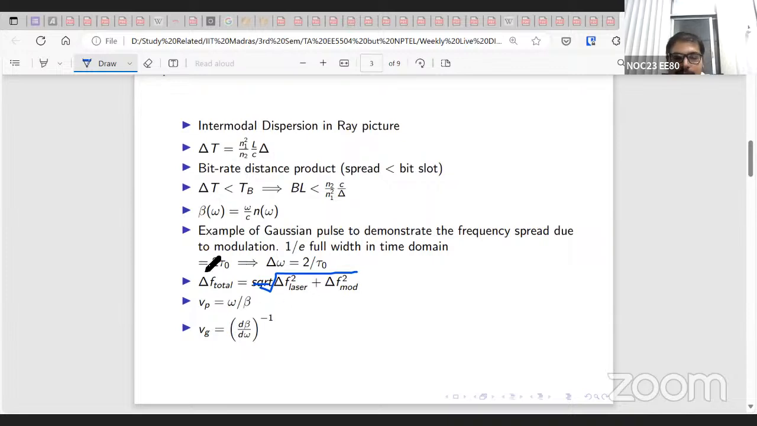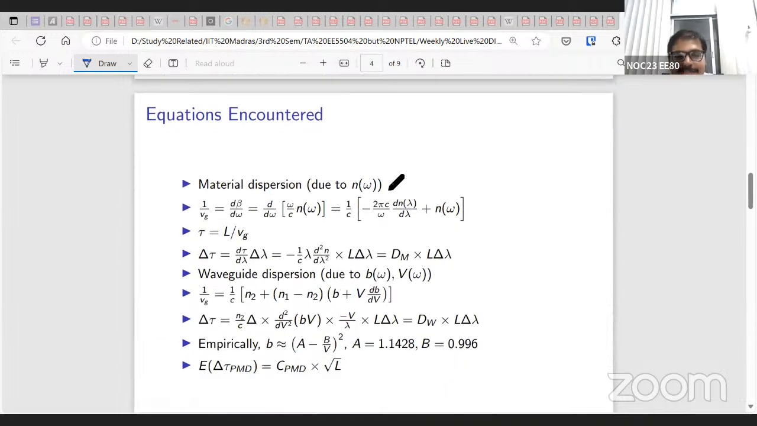Then we introduced the phase velocity and group velocity. Group velocity is just d omega d beta. We like this because beta is a function of frequency, frequency is not a function of beta. Then during our discussion of material dispersion, we wrote down the expression for group velocity, how it depends on the refractive index varying as a function of wavelength or frequency.